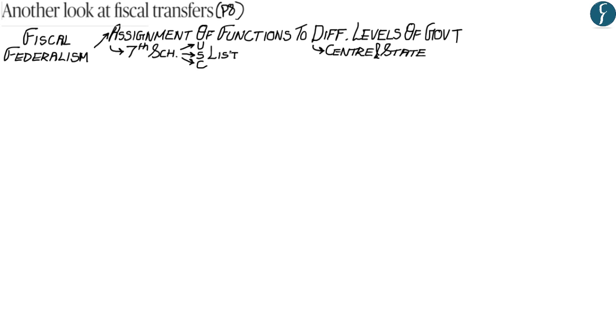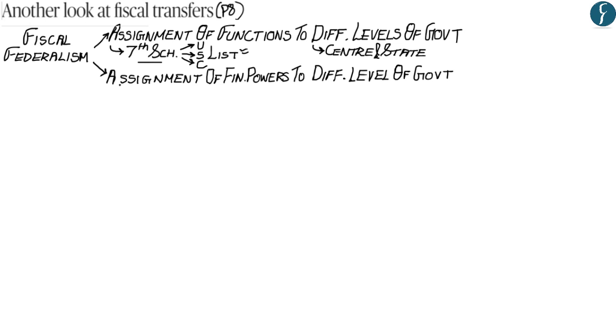Now this assignment of functions to different levels of government, basically the central government and the state government, is provided under the 7th schedule of the Constitution of India, whereby the 7th schedule provides the union, the state and the concurrent list. And this 7th schedule thereby contains the assignment of functions that the central government and the state government have to perform as per the Constitution of India.